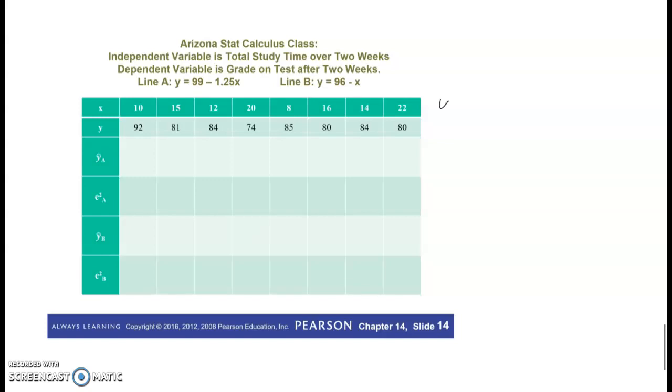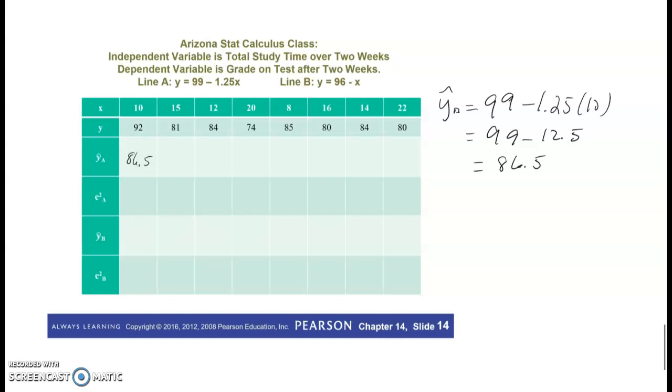So how would we do that? So for y hat A, I would first take my 10 and plug it into line A. I get 99 minus 1.25 times 10, 99 minus 12.5, which comes out to 86.5. So I get 86.5.